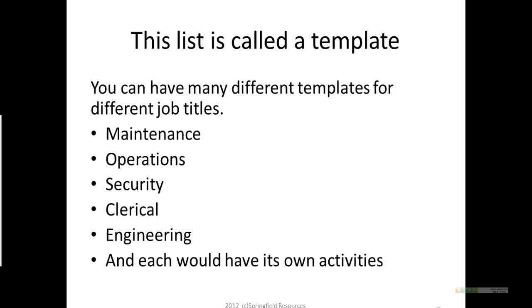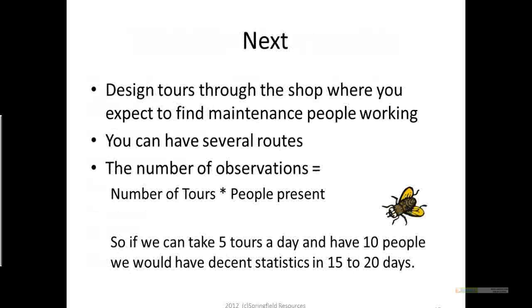Next thing is to design tours through the shop, and the route should take you through all the places you expect to find maintenance people working in your facility. You can have several routes. It's good to have different routes and do different routes because it helps the randomness. You want to be coming in from the left and sometimes coming in from the right.